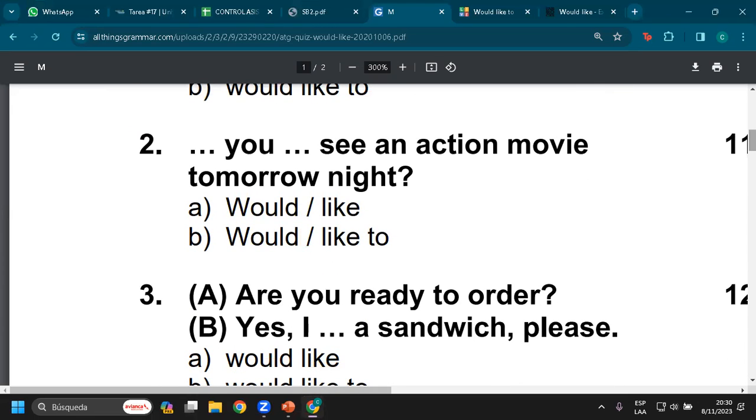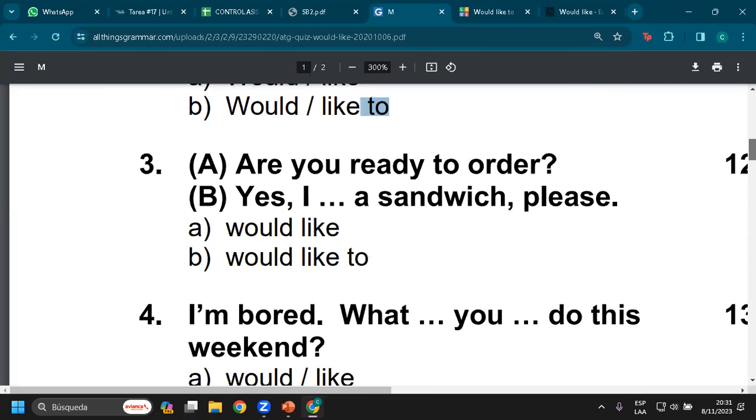En la número dos es una question, pero la regla se mantiene. ¿Qué creen ustedes? Would you like see an action movie tomorrow night? Or would you like to see an action movie tomorrow night? Would like to? ¿Por qué? Yes. See is a verb. El mismo caso que el anterior. See es un verbo. So necesitamos la preposition to. Good job. Number three.